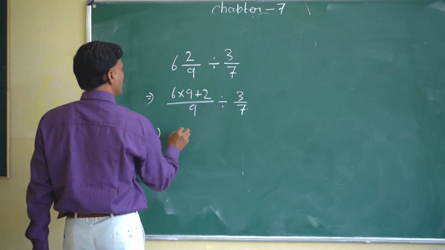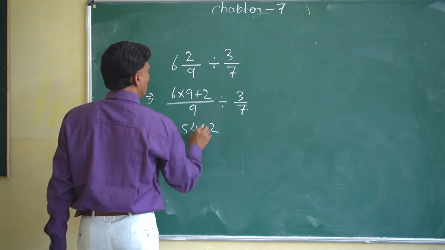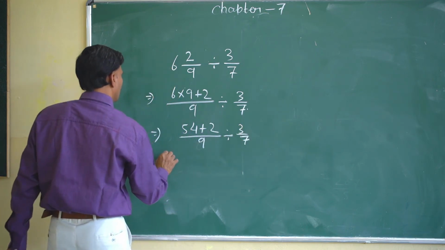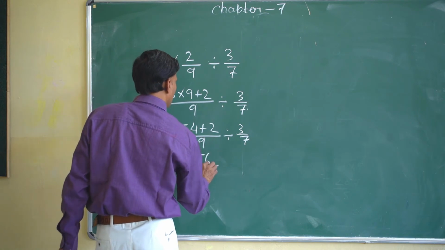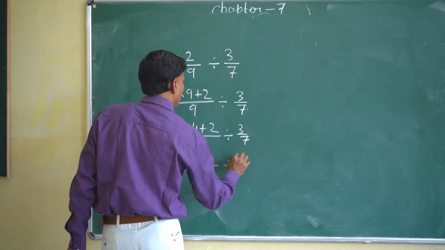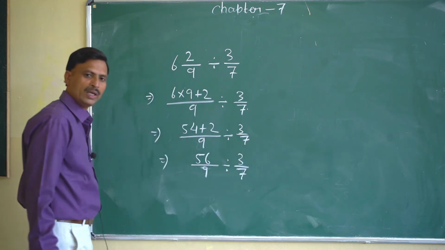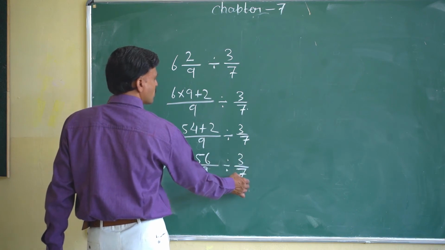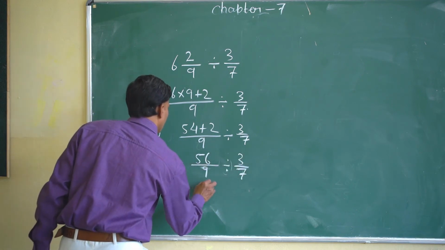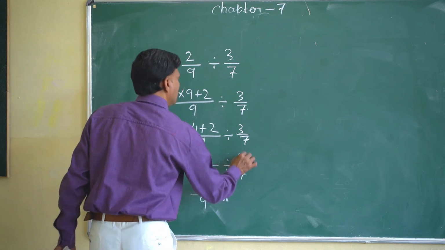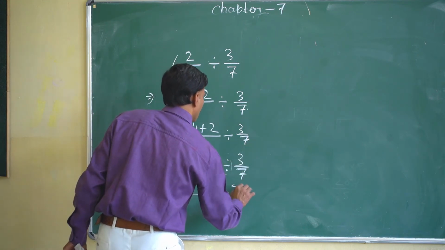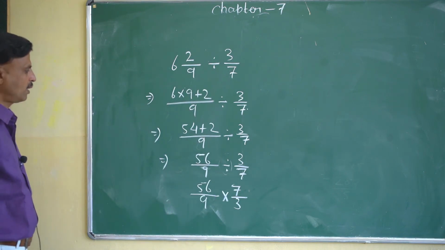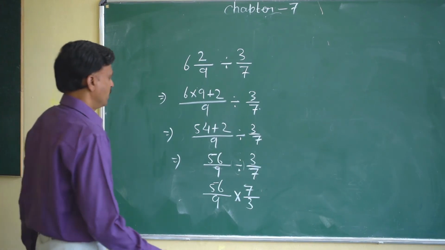So what will it come? 54 plus 2 upon 9 divided by 3 by 7. So it will come 56 upon 9, divided by 3 by 7. This is division, fractional number divided by fractional number. So this division will convert into multiplication and this value will get reciprocal. Means it becomes 7 by 3. Right? Got it? So this is the way.